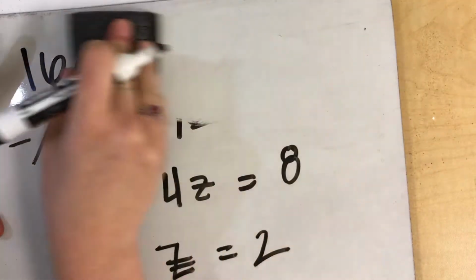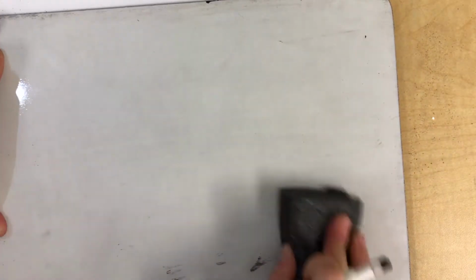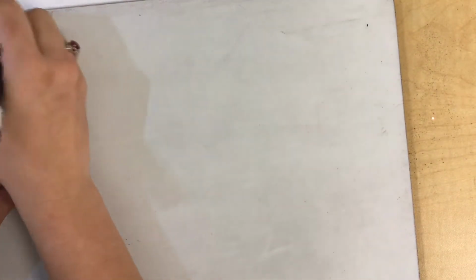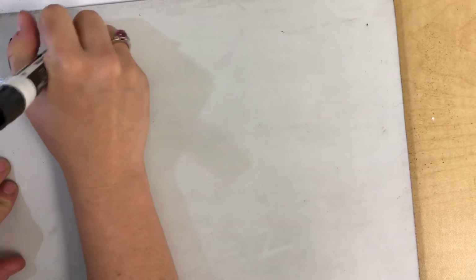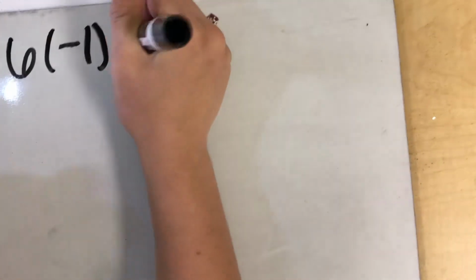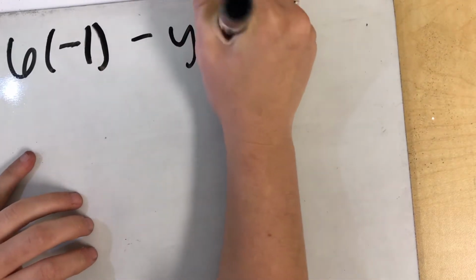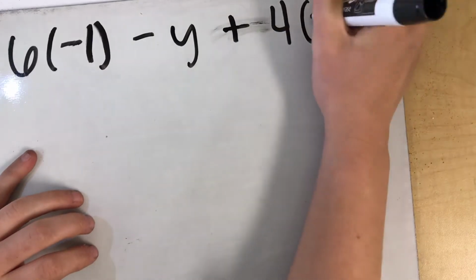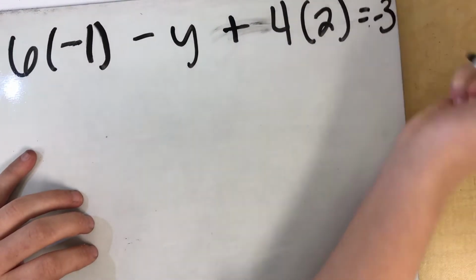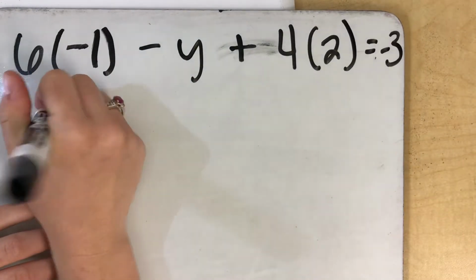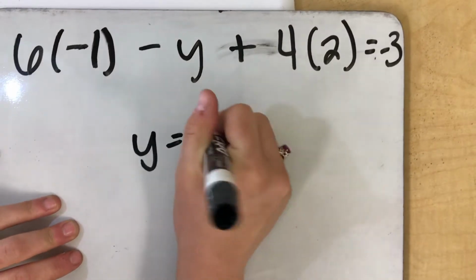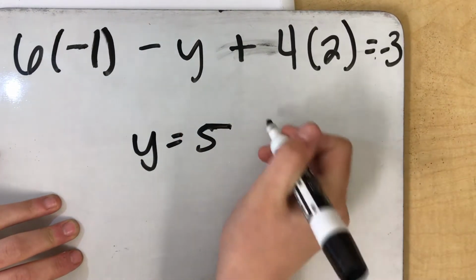Now for step 3, we're going to substitute in negative 1 for x and 2 for z. So you're going to rewrite the original equation from equation number 3. So it'd be 6, now replacing x with negative 1, minus y plus 4, replacing z with 2, equals negative 3. So the answer you should get is y equals 5. And that's how you solve for y.